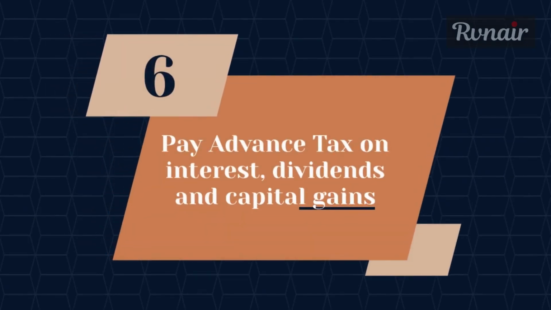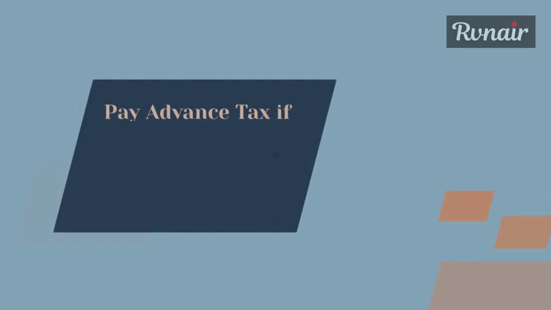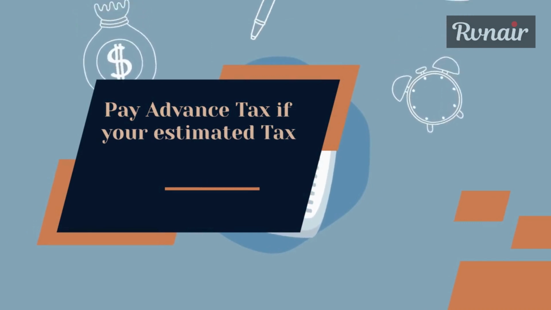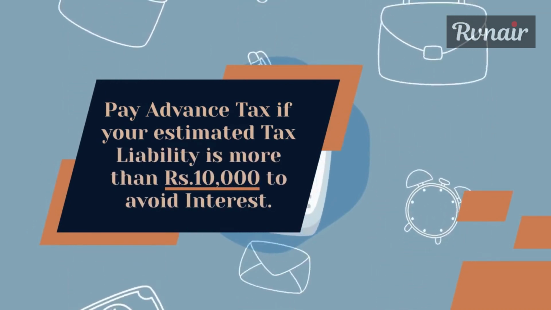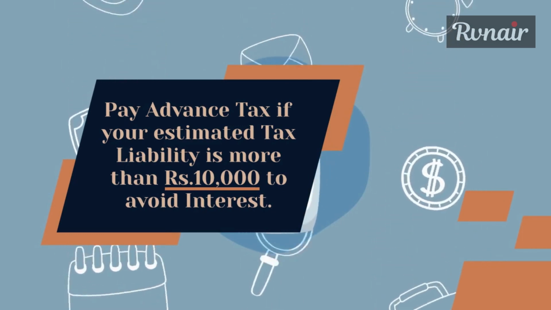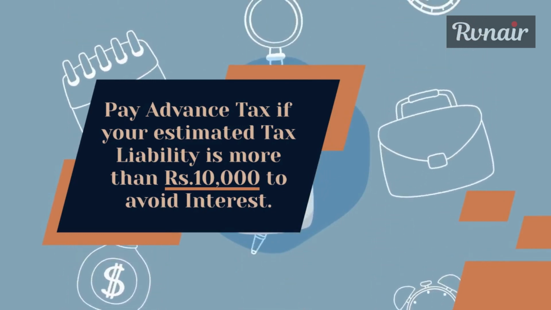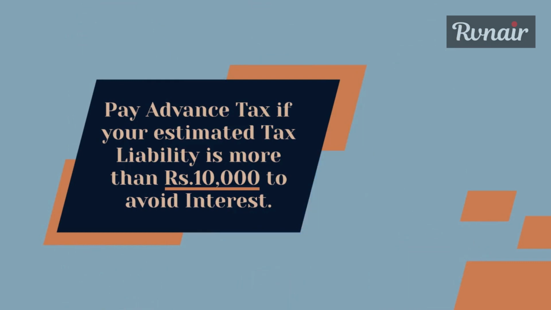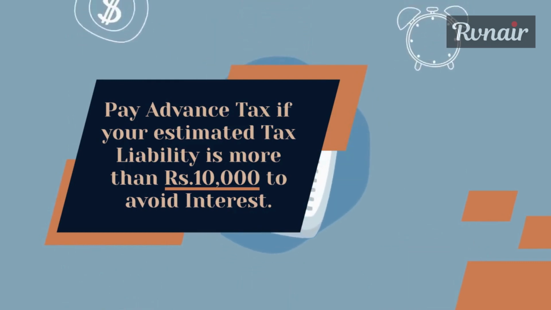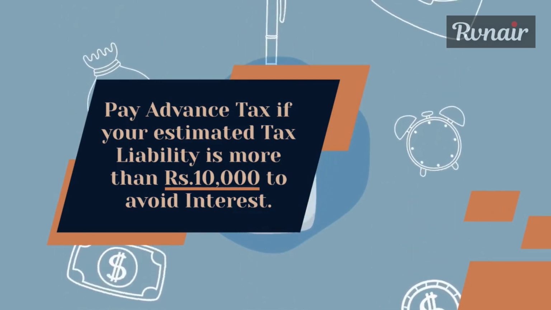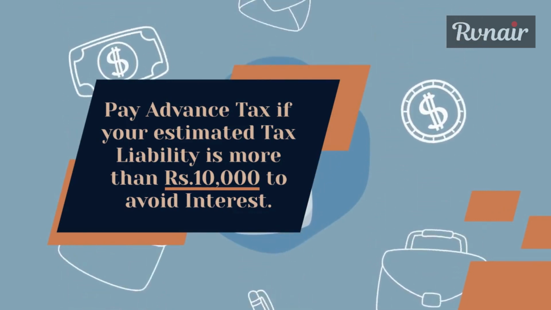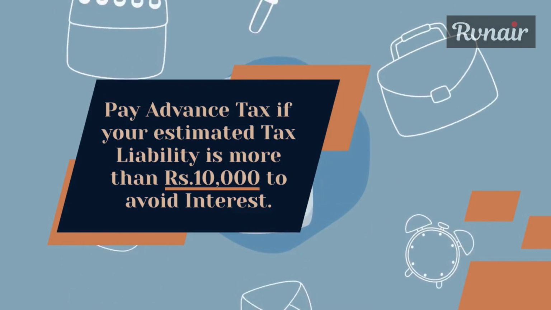Pay advance tax on interest, dividends and capital gains. A lot of taxpayers don't report their interest or dividend income because they are under the misconception that if tax has been deducted, no more tax is due. But tax deducted at source, TDS, is only 10%, while both interest and dividends are taxed at the normal rate applicable to the individual. Taxpayers in the higher income brackets need to pay more.